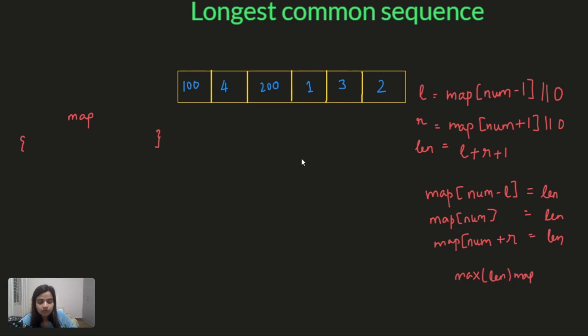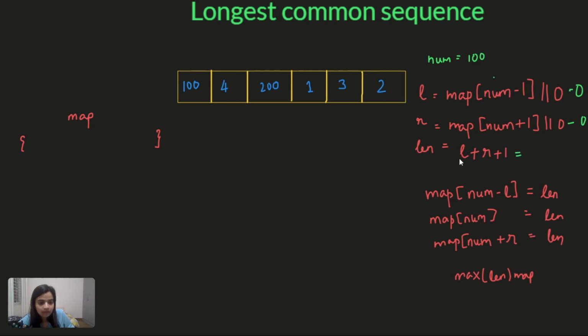So now our first element is 100, right? I'll just write num here. Our first number is 100. For left, 100 minus 1 is 99. Does the map value of 99 exist? No. So L will be equal to 0 in this case. For right, it will be 100 plus 1. Does the map value of 101 exist? No. So this will also be 0.